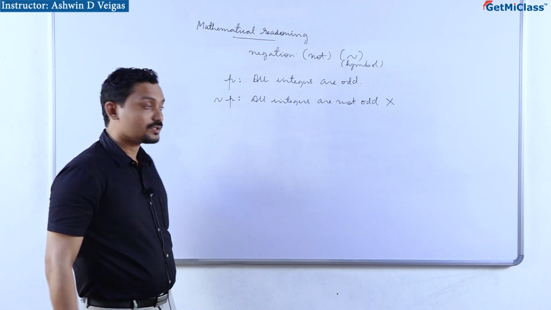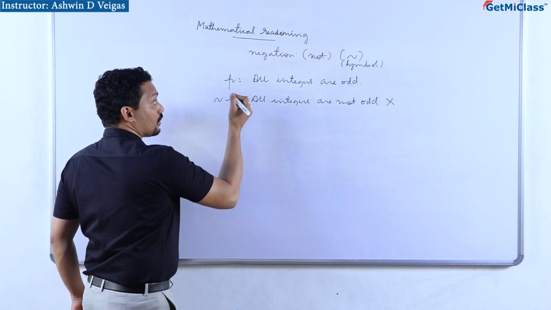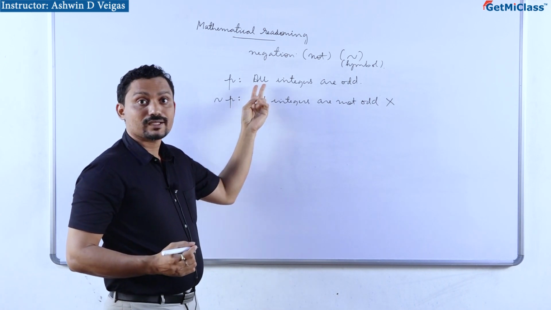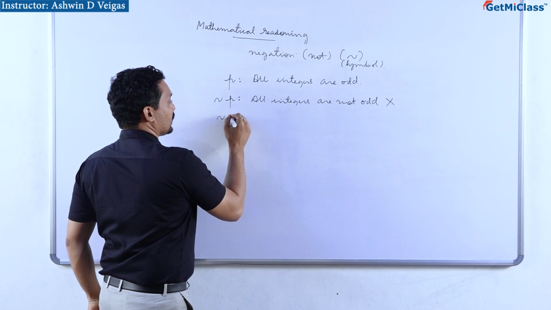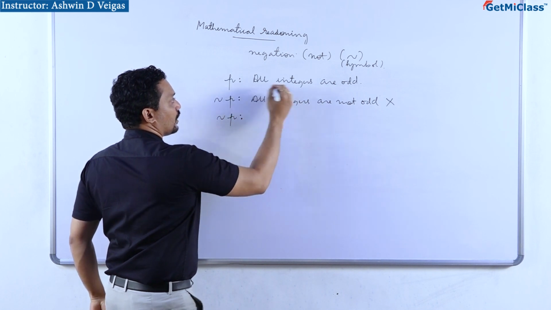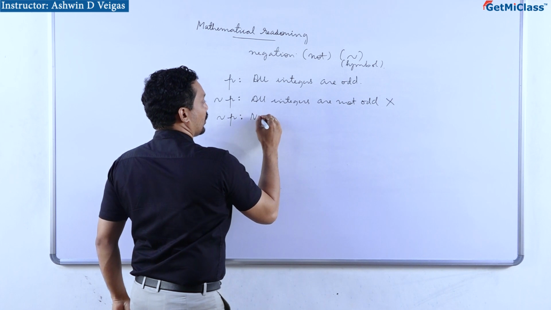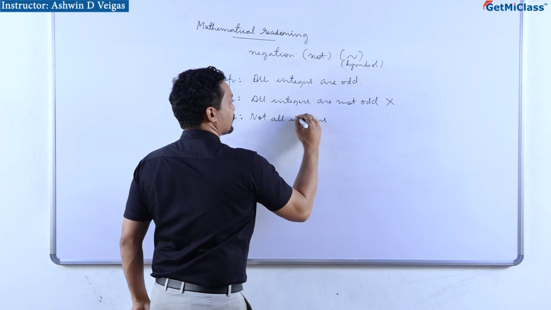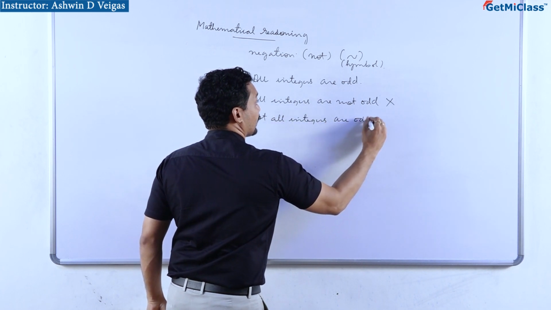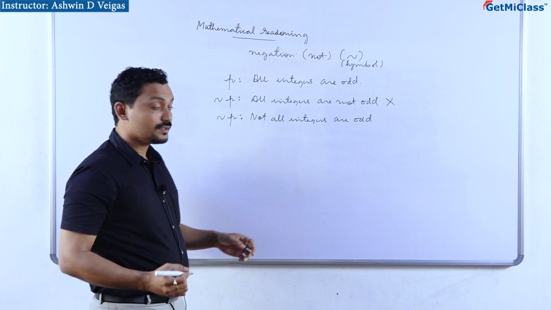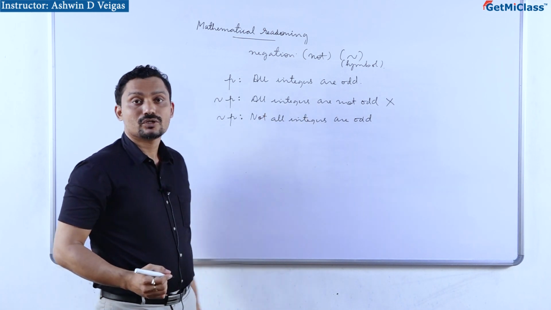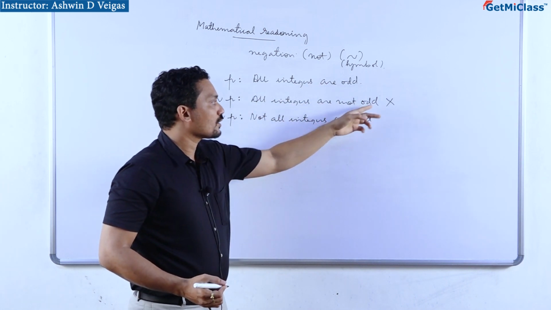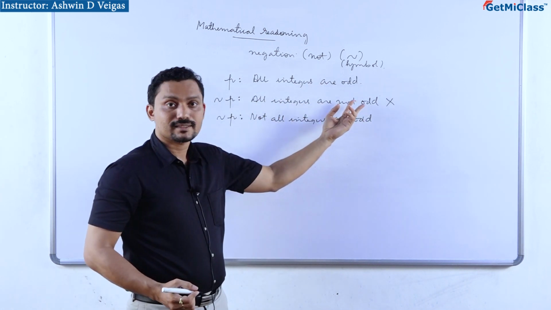Let me go to the explanation of that. Always remember, the negation of all is not all, very important. So the correct way of negating all integers are odd is not all integers are odd. This is the correct negation. I said when we do the negation, we should not give an alternate statement. All integers are not odd is actually an alternate statement.